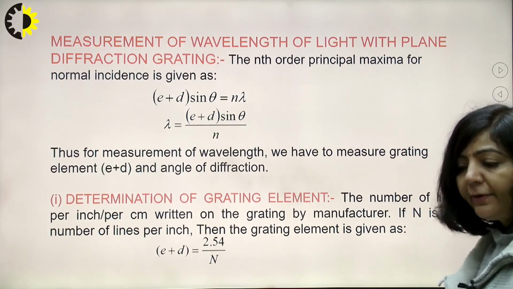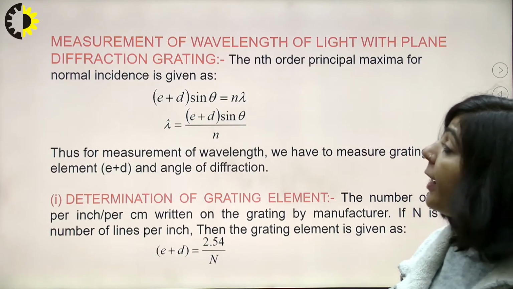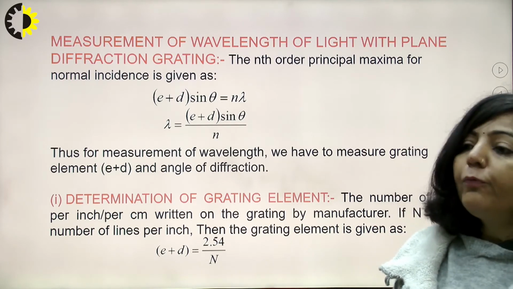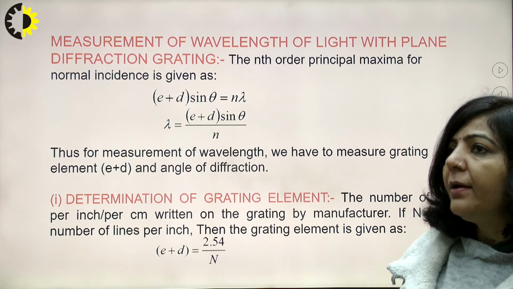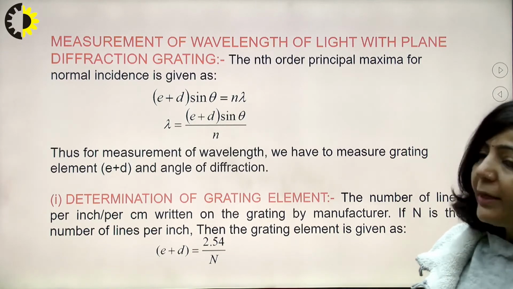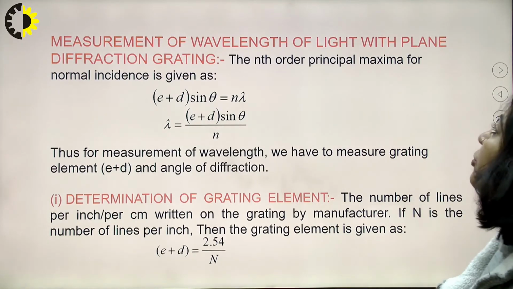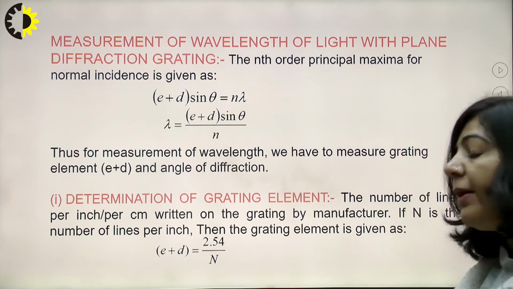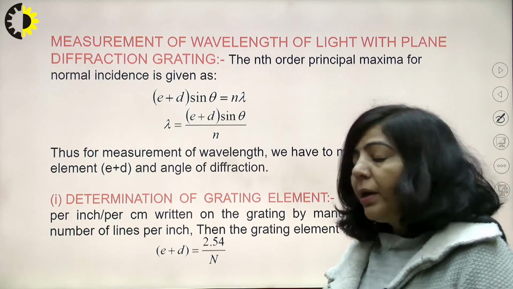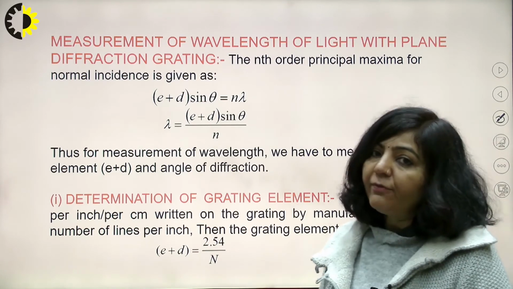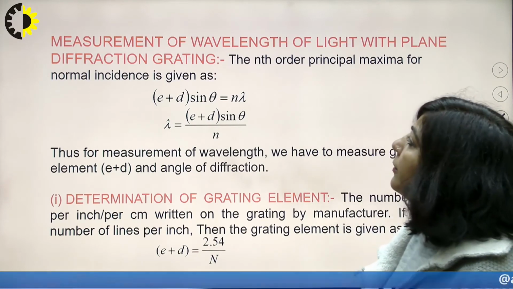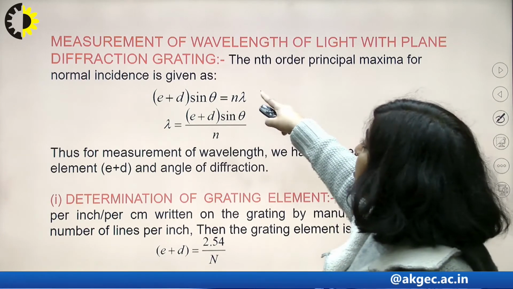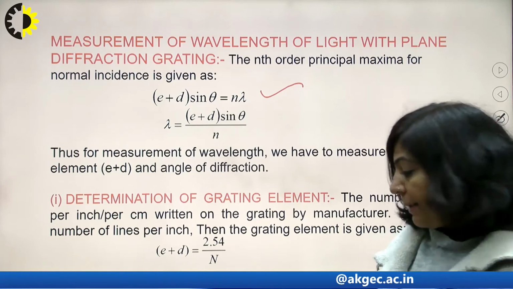Now the next one: what are the applications of this diffraction pattern of an N slit arrangement? So the application is, we can measure the wavelength of light with the help of a plane transmission grating. If a plane transmission grating is given to you, with the help of that grating you can find the wavelength of light. According to the grating equation, (e plus d) sin theta is equal to n lambda.